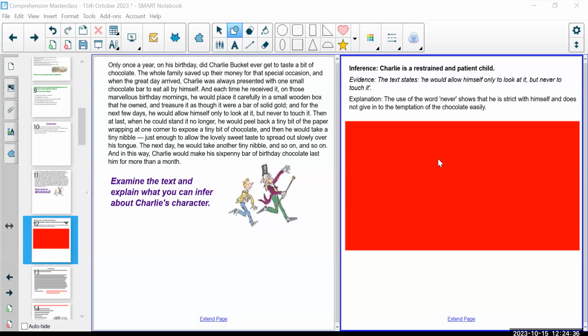Charlie is a patient and understanding child. I know this because the text says that he would only allow himself to look at it, but never to touch it. This shows that Charlie's patient. You've already said that. You don't need to say that again. He's also understanding because he preserves the chocolate for a very long time and he knows that having chocolate was a very big thing. Well, true, he's appreciative of the chocolate because he understands that he's not going to get it very often.